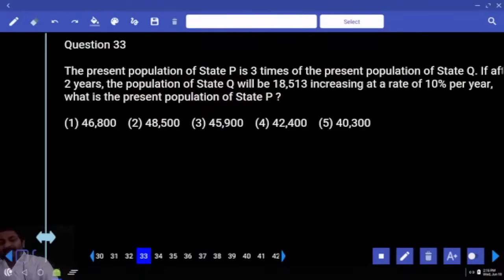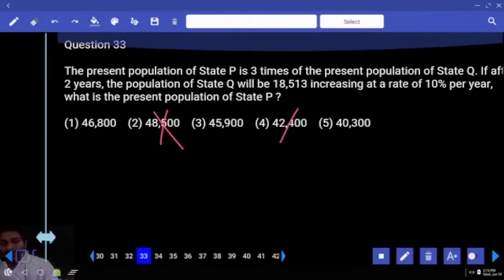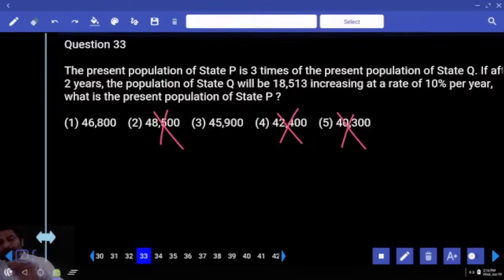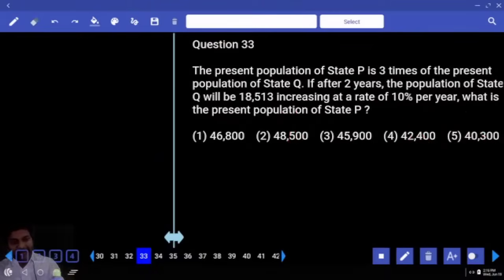Let's come back. Can it be the first option? Yes. Second? Third? Yes. Fourth? No. Fifth? No. Two possibilities are there. If you observe again, both are multiples of 9. Both are having 2 zeros. Right? So many similarities are there, so we have to calculate.